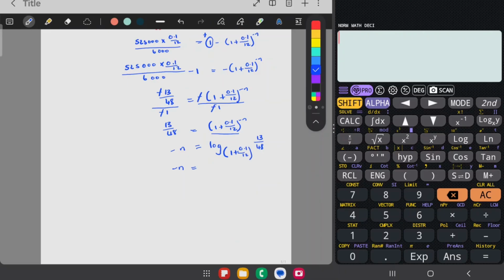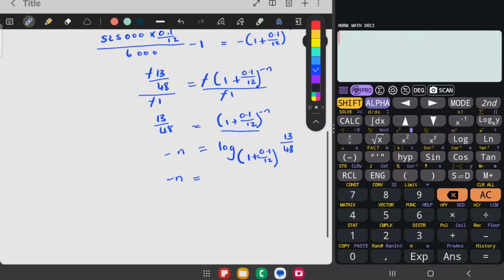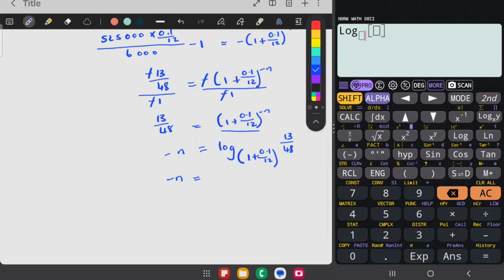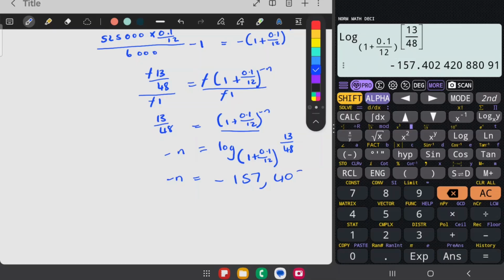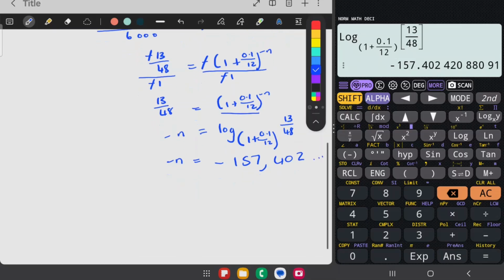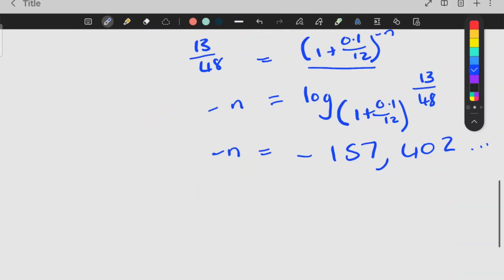Let's put that on the calculator. I'm going to put in log like that. Now here in the bottom block, I'm going to put in my bracket 1 plus 0,1 over 12 and close the bracket. And then in the top block there, I'm going to put 13 over 48. So I get negative 157,402 and so forth. Do you see this is a negative and a negative again?